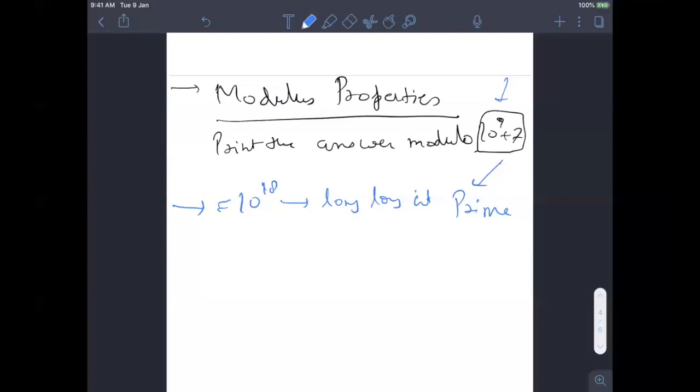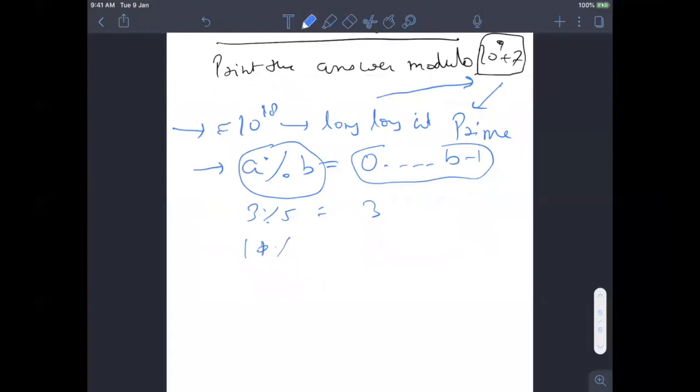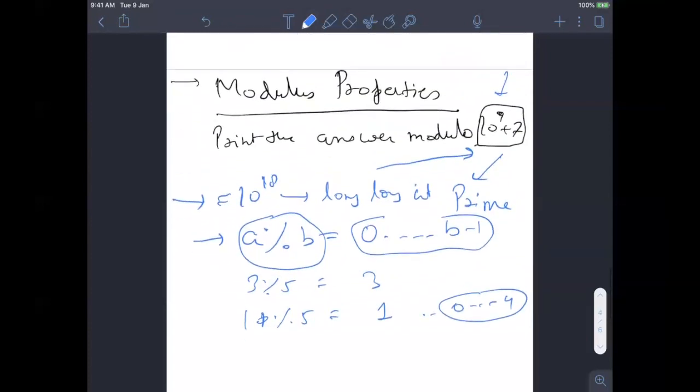So what they generally do is ask you to print the answer modulo this number. If I ask you for the answer of a mod b, the result will always lie between 0 and b minus 1. Like 3 modulo 5 is 3, and even 11 modulo 5 is 1. So the answer will always be 0 to 4. That is very simple maths. That's why they generally give you 10 to the power 9 plus 7 or some other modulo.